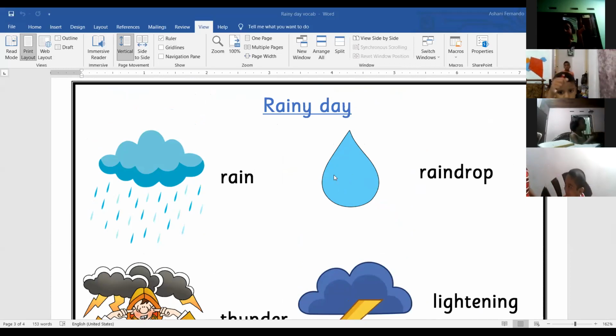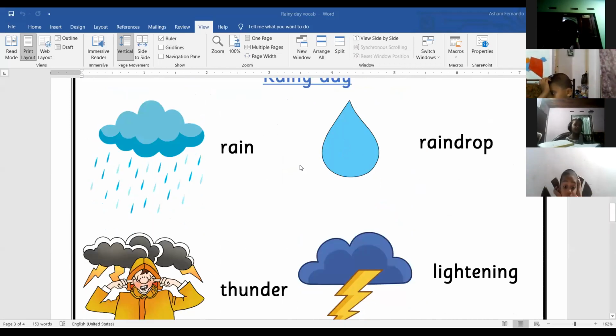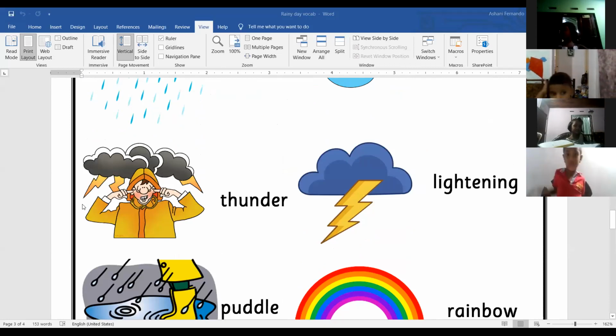How do we call this one? Raindrop. What is this one? Raindrop. Then this one: we call it thunder, or thundering. What is this? Thunder. It makes a big noise. Yes, that's right. Thunder.